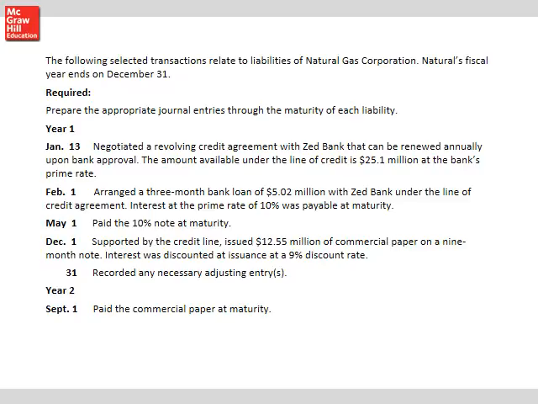And December 1st, supported by the line of credit, we issued $12.55 million commercial paper on a 9-month note. Interest was discounted at issuance at a 9% discount rate. Now, notice here that this is going to be a little bit different. We are discounting the interest, and then on the 31st, we record any necessary adjusting entries. And then September 1st of this next year, we pay the commercial paper at maturity.